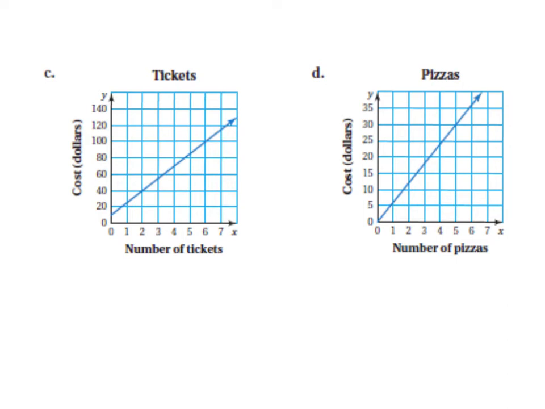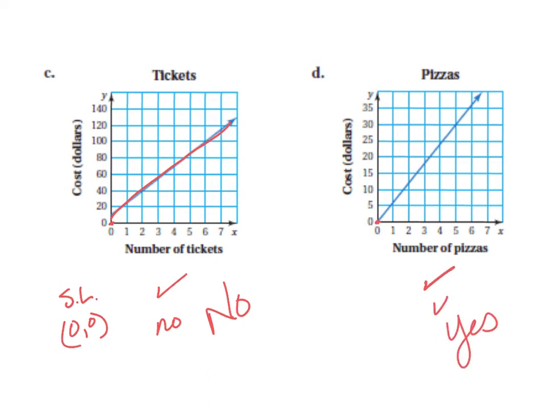Letter C, is it a straight line? We're going to ask ourselves each time, straight line, does it go through 0, 0? Is it a straight line? Yes, it is. Does it go through 0, 0? It is close, but no, it doesn't. So it is not a proportional relationship. Letter D, straight line? Yep. Go through 0, 0? Yep. This is a proportional relationship. Graphs you can usually tell fairly quickly.